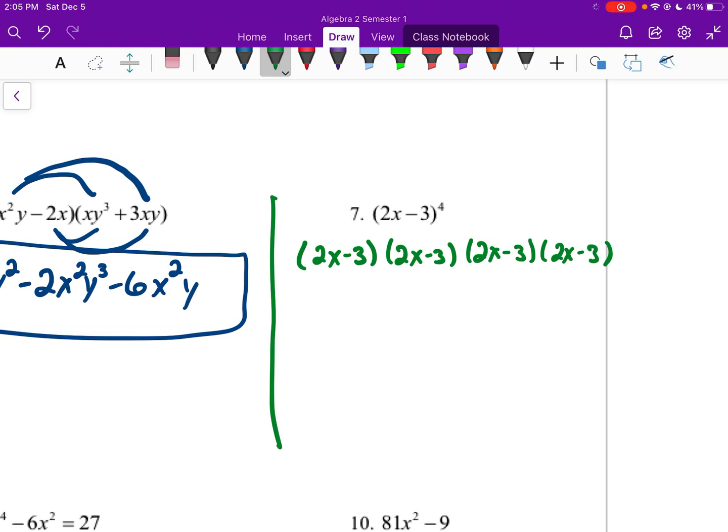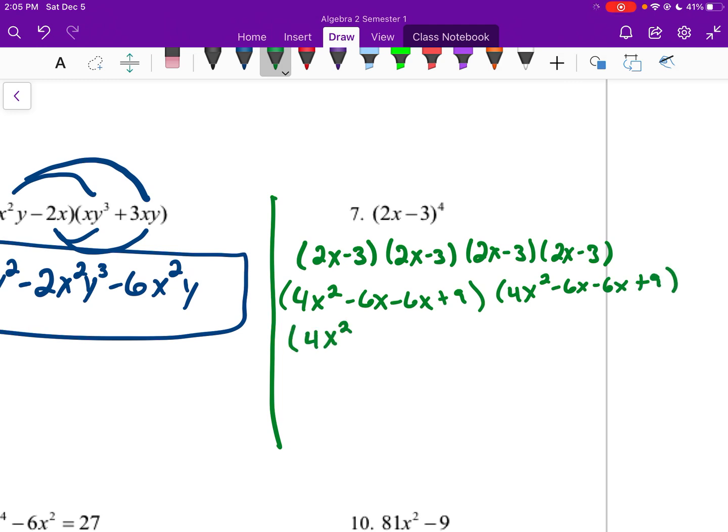Foiling those first 2, you're going to end up with 4x squared minus 6x plus 9. Now, those other 2 are exactly the same, so you'll end up with the same thing. And simplifying, adding like terms, we're going to get 4x squared minus 12x plus 9. Now we have to multiply again.